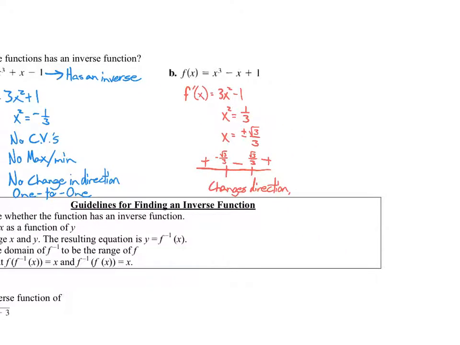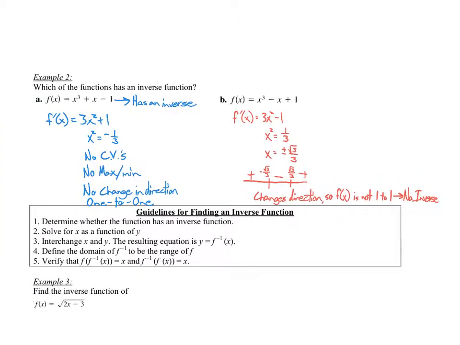Okay? So it changes direction, so f of x is not 1-to-1, meaning there is no inverse function. Okay? So that's a really quick, easy way that you can check to see if it will have an inverse if you can't see the graph.